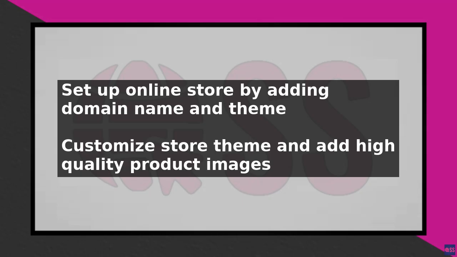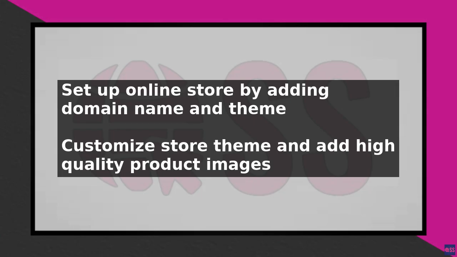Next, set up your online store by adding a domain name, customizing your store's theme, and adding products. You can purchase a domain name directly from Shopify or use an existing one. Choose a theme that reflects your brand and customize it to suit your needs. Add high-quality product images and detailed product descriptions to showcase your products.